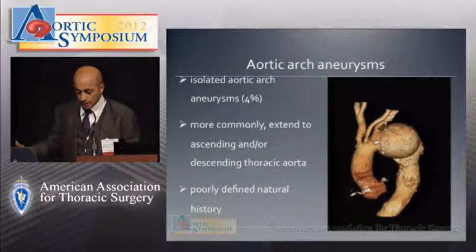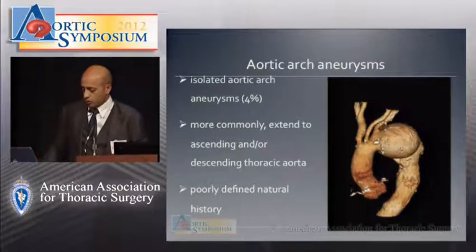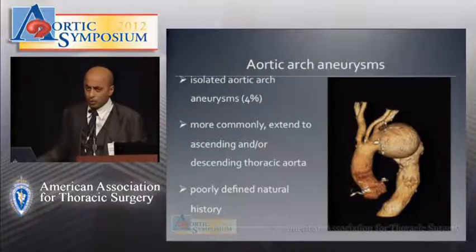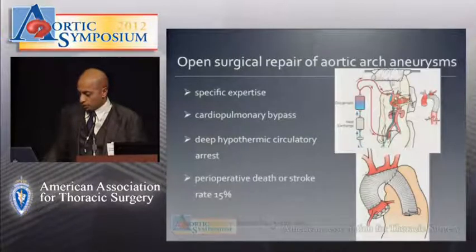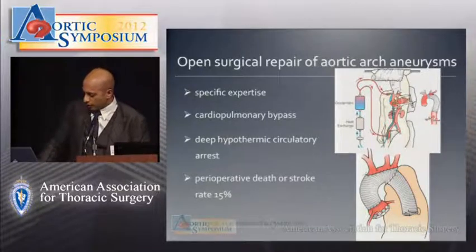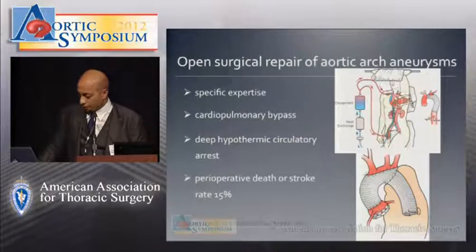So we've already seen in the last few presentations some talking about the natural history, which I don't think is really well defined. We do know these are rare aneurysms, and they're usually in conjunction with either proximal extent in the ascending aorta or proximal descending thoracic aortic aneurysms. One of the things we do know is the morbidity and mortality can be high in some series. If you're like some surgeons who've told me that their perioperative risk is less than 5%, this talk may not be for you.